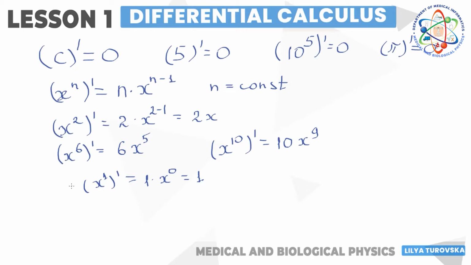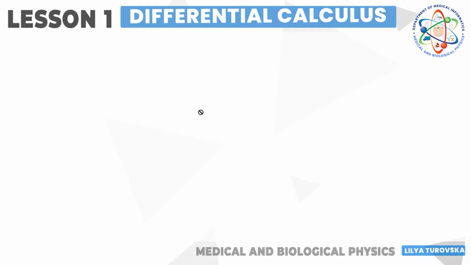What if we have some number in front of the function? So if we have any number in front of the function, c times u, where u is any function, we find the derivative of u, but c we leave the same. So we do not change the multiplier. We just find the derivative of the function and multiply by this constant multiplier.